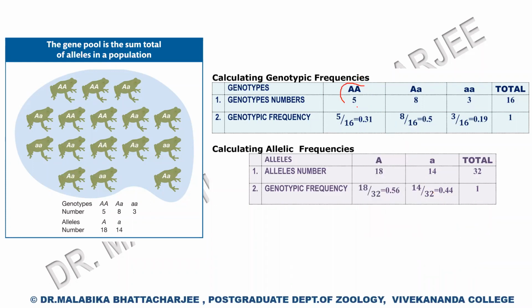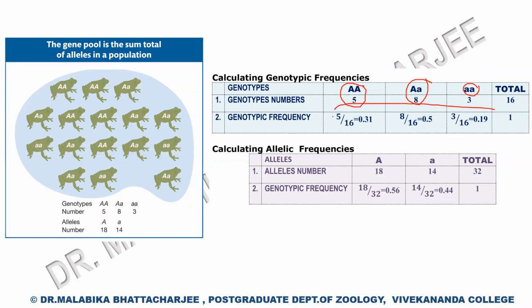There were 5 AA individuals. So the genotypic frequency of AA individuals will be 5 divided by the total number of individuals in the population, and that is 0.31. There were 8 capital A small a individuals, and just now as I showed, the genotypic frequency of the capital A small a individuals will be 8 by 16, and that's 0.5. And we have 3 small a individuals. The genotypic frequency of the small a individuals would be 3 by 16 or 0.19.